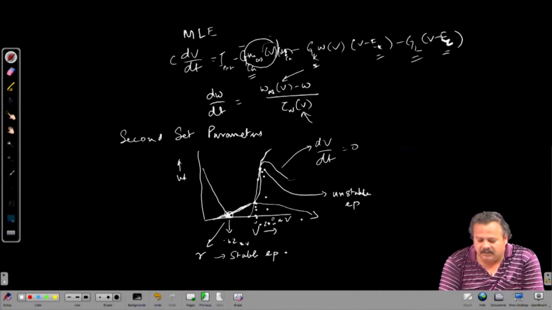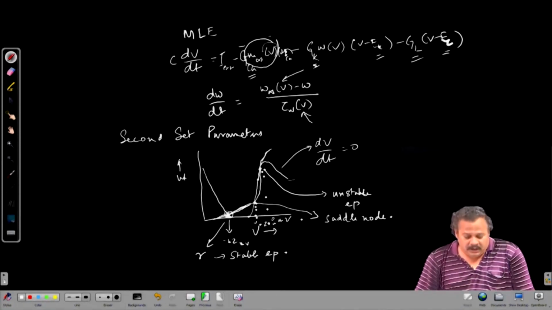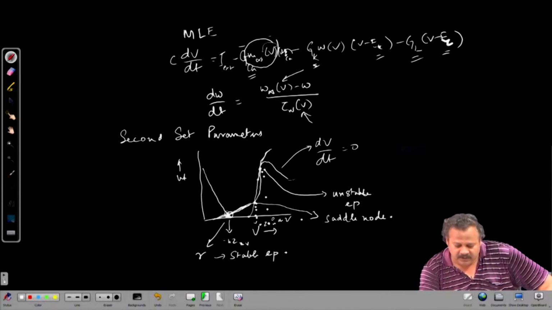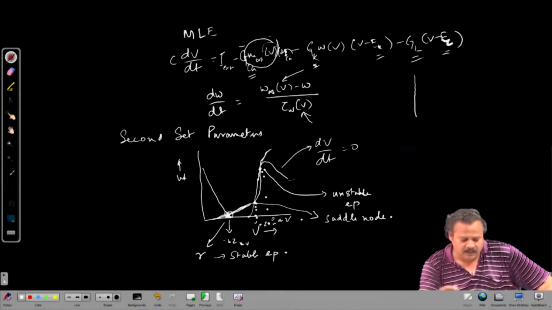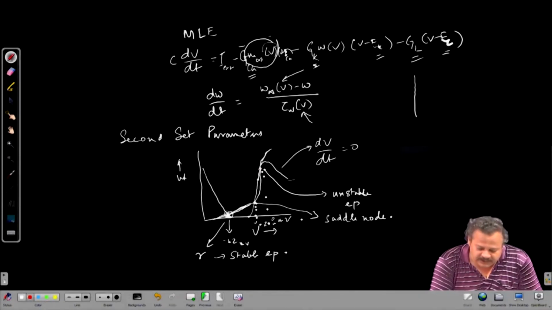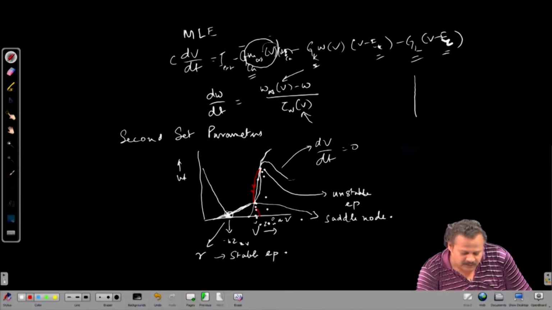And the middle one turns out to be a saddle node. Now if we are to construct the manifolds of this particular saddle node, we will see. So if we go to, actually, with a different color, this is an unstable equilibrium point. So a stable manifold comes in from here. Another stable manifold comes in from here.